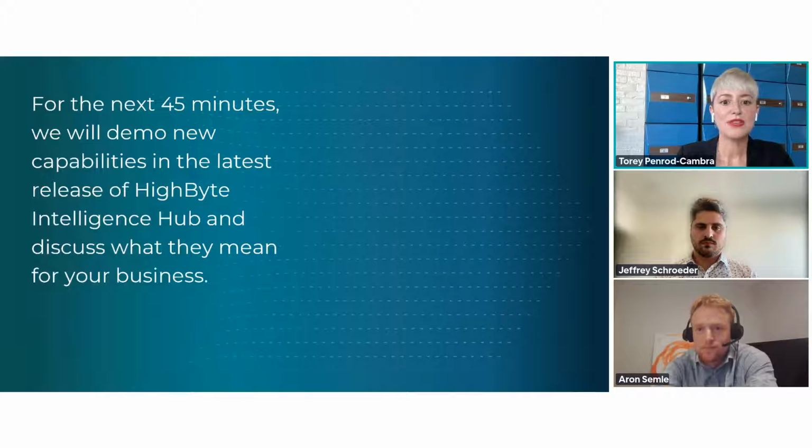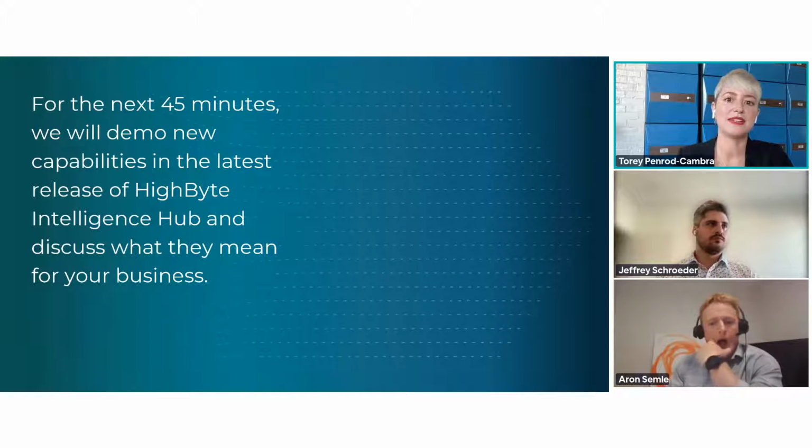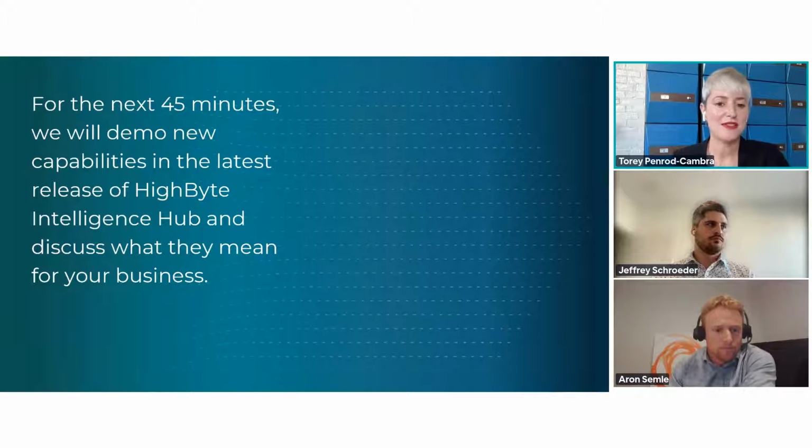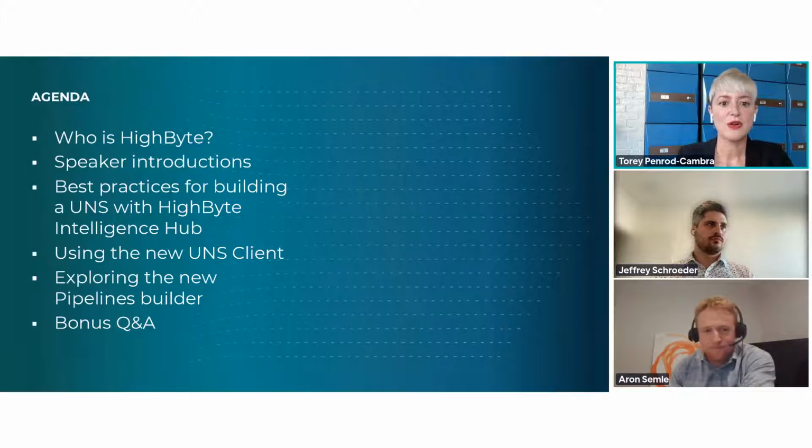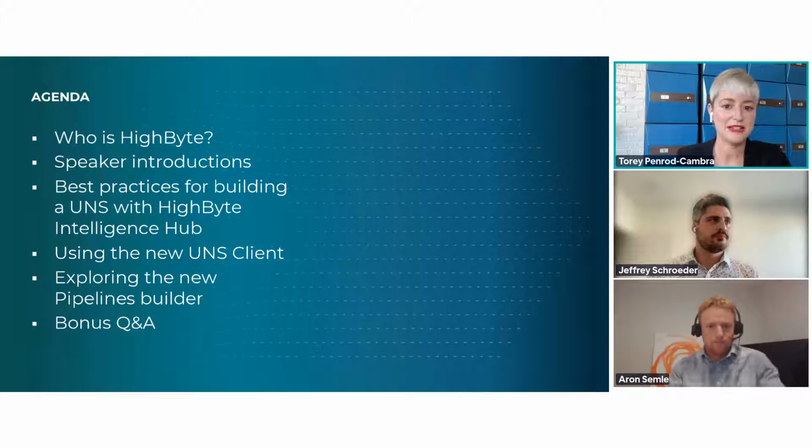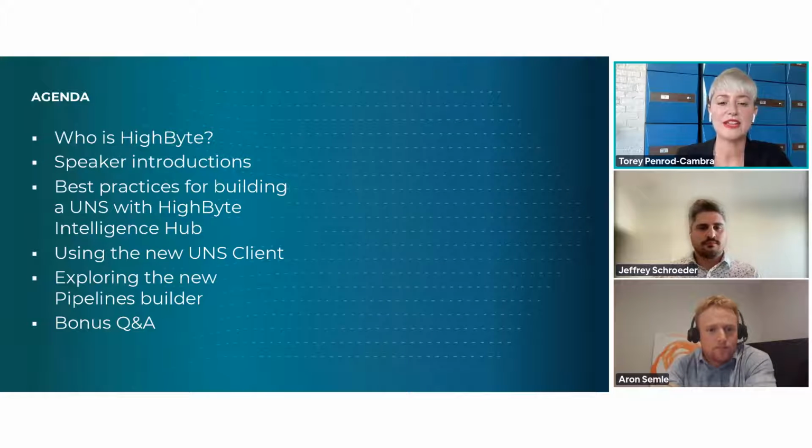Okay. So for the next 45 minutes, we're going to demo the new capabilities in the latest release of HighByte Intelligence Hub, which is version 3.2, and more importantly, discuss what those mean for you and for your business. And we're going to do that through explanations, reference architectures, and of course, live demos. I'm going to kick us off with a brief explanation of who HighByte is and what HighByte Intelligence Hub is. Then I'll introduce our speakers, and then we'll jump into the good stuff, which is best practices for building a UNS with HighByte Intelligence Hub, as well as how to use the new UNS client and pipelines builder. Then we'll jump into Q&A.